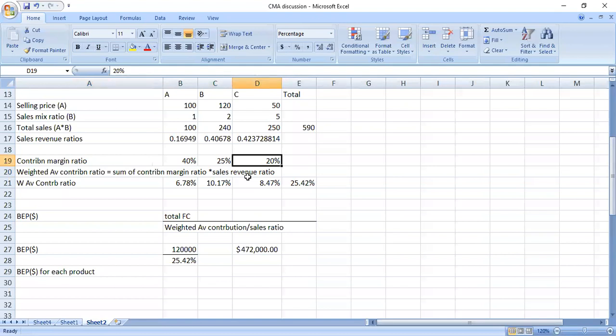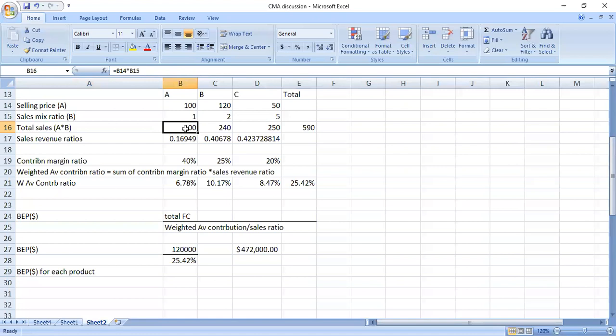Now, for you to obtain the sales revenue ratio, you need to have total sales. How we obtain the ratios is that you get the sales of a particular product, say A, and divide by the total sales. So how do we do that? The first task is to obtain the sales for each. You have the selling price that was given, and you're also given the sales mix ratio. These two, when multiplied together, will give you the total sales.